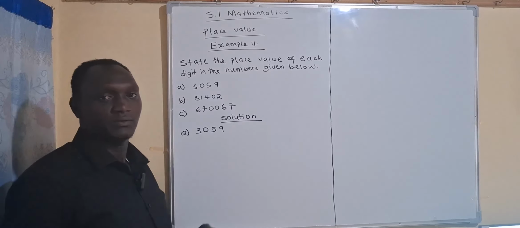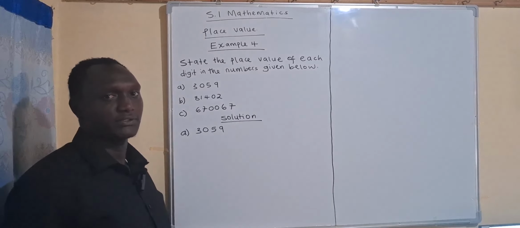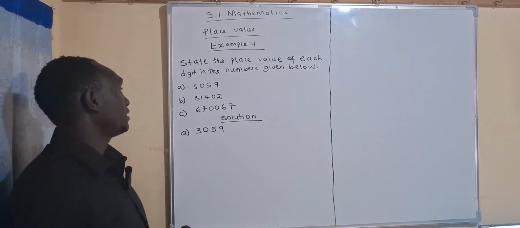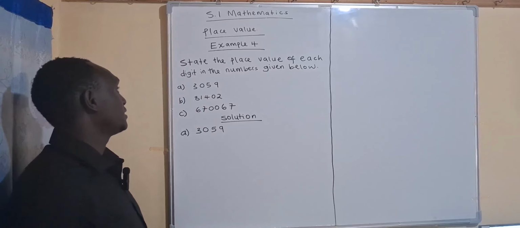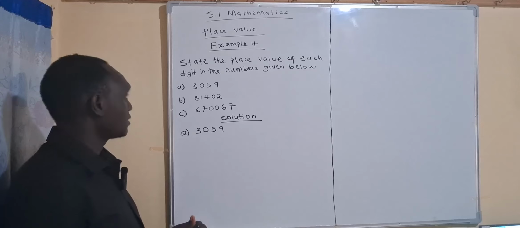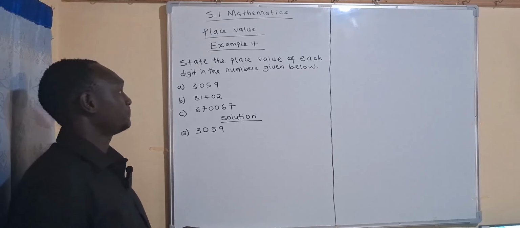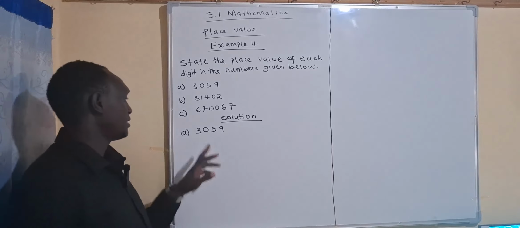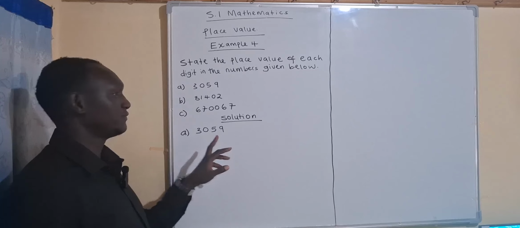Today we are still looking at place values and we are on example 4. Example 4 says, state the place value of each digit in the numbers below. And the first number is 3059.